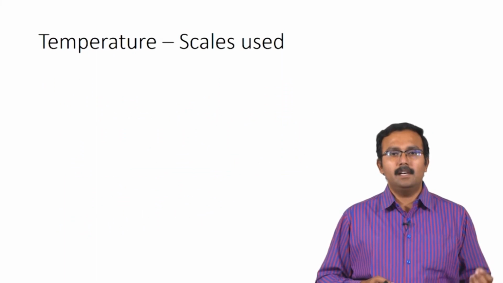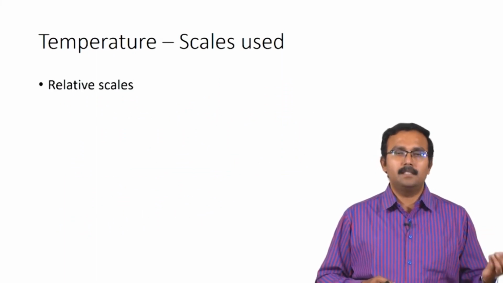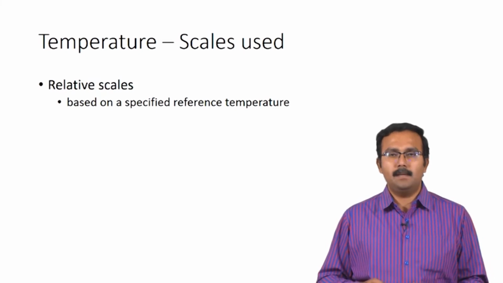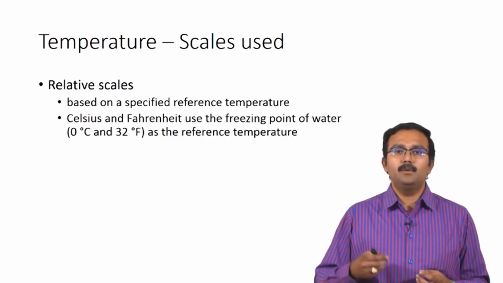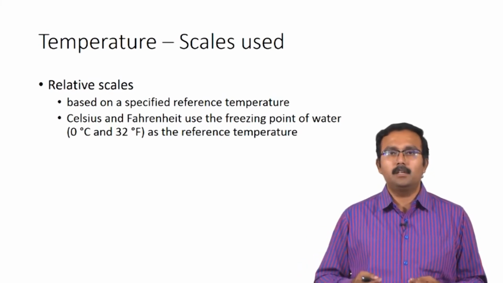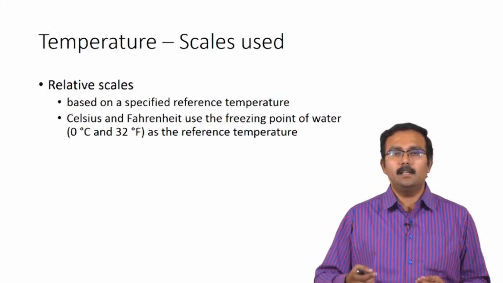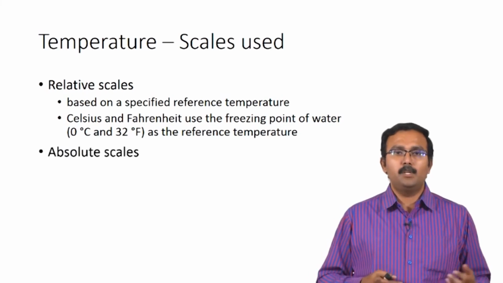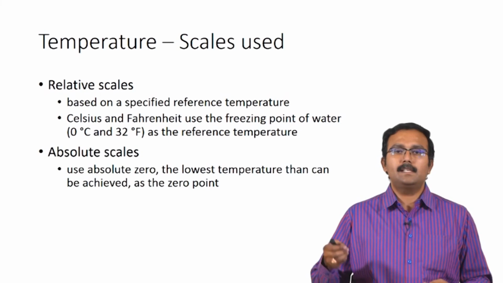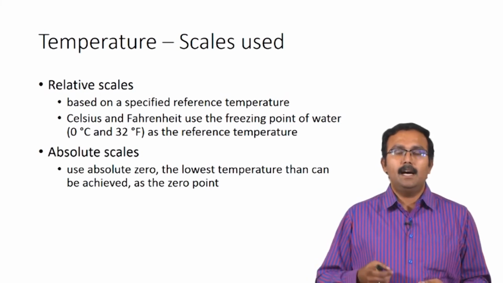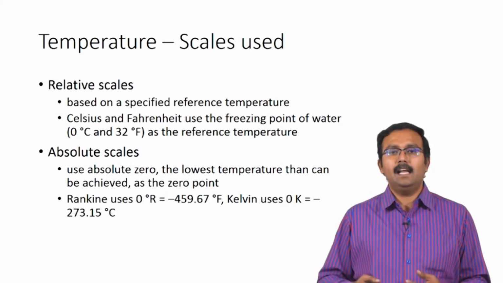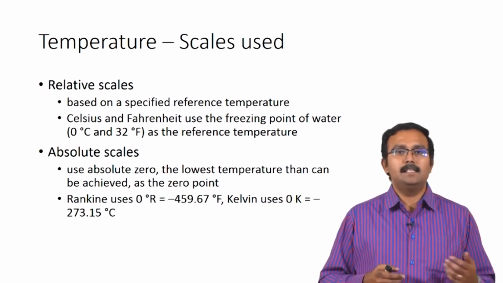You have the relative scales, which are the Celsius and degree Fahrenheit, which are based on specified reference temperatures. So, the reference temperatures which are used for Celsius and Fahrenheit are based on the freezing point of water, which is 0 degree Celsius and 32 degree Fahrenheit. You also have absolute scales, which are based on the absolute 0, which is the lowest temperature that can be achieved as the 0 point. So, degree Rankine and Kelvin use absolute 0 as the 0 point.